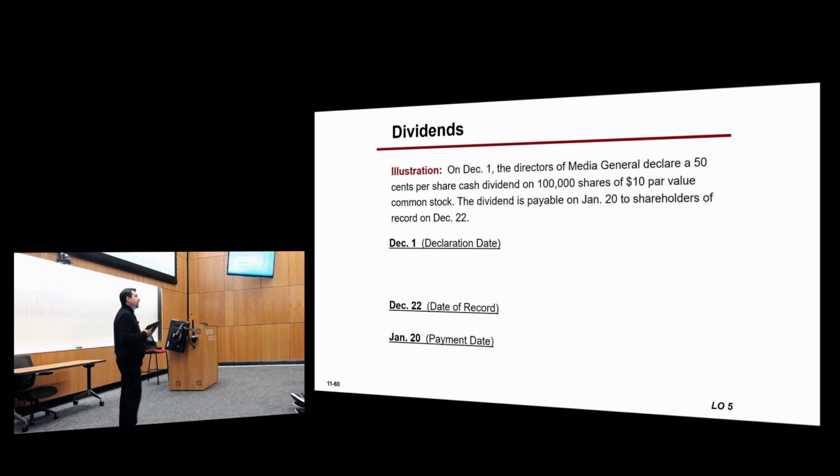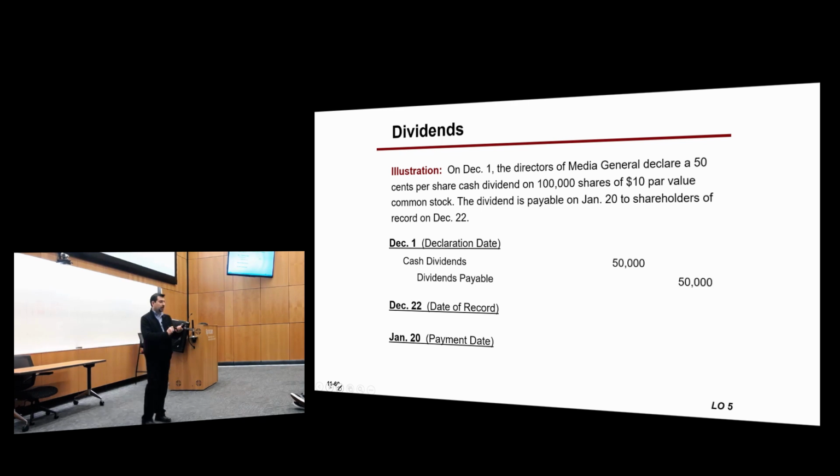So on the declaration date, now the company has an obligation. They will have to record the cash dividends. Is the company going to pay it now? No. So it is what? Okay, payable. It is dividends payable. It's a liability. The company has not made the payment.